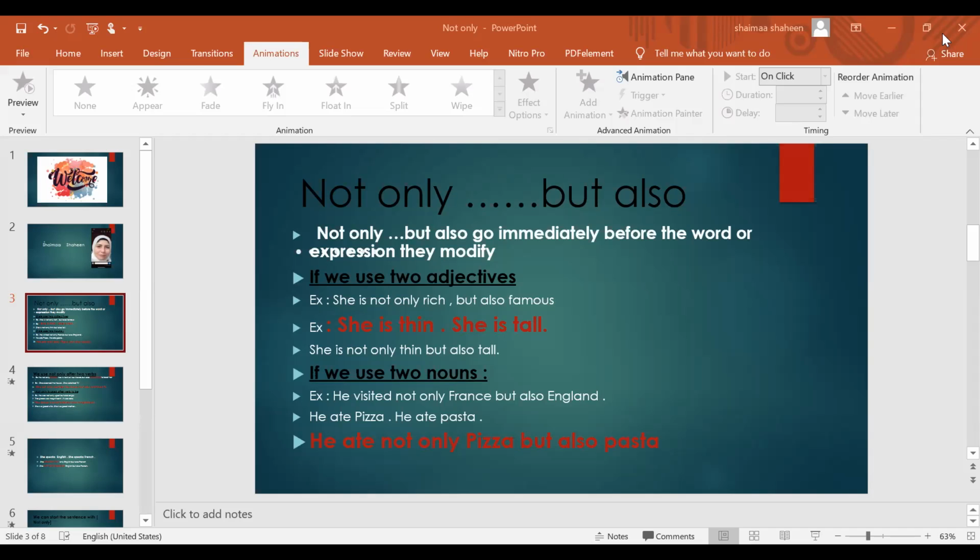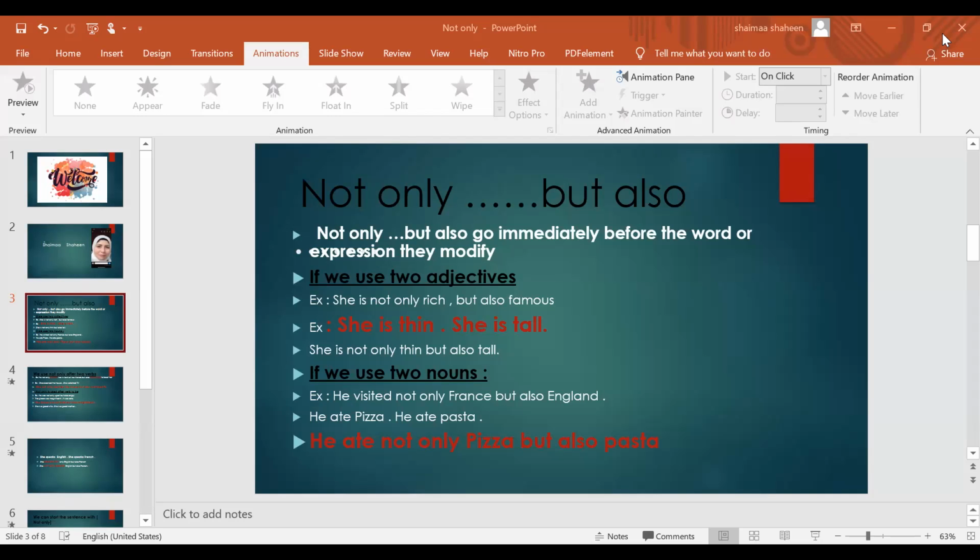Yes, thank you. So instead of repeating the subject again, instead of repeating things again, we can use not only but also. So I can use it when I want, for example, to join two adjectives. I can use it when I want to join two nouns, or if I want to join two verbs. Instead of repeating it, if the person who does the two actions is one person, why do I have to repeat it and make it two sentences? I can join them together into one. So have a look here. She's not only rich, but also famous.